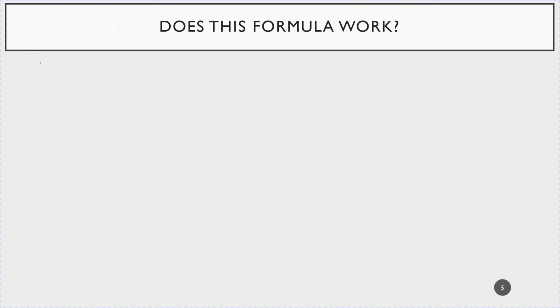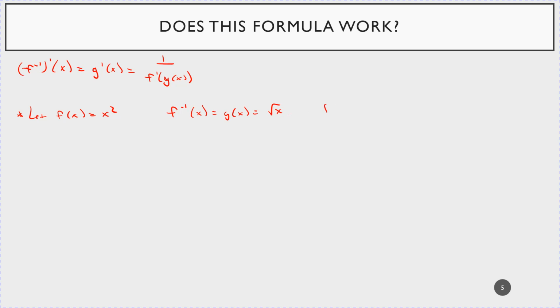So this is our formula. The derivative of the inverse function, which we'll call g prime of x, is equal to 1 over f prime evaluated at g of x. Let me start by defining the function f. Let f of x equal x squared. Well, we know that the inverse function, which we'll call g of x, is actually equal to the square root of x, and this is for x greater than or equal to 0, obviously.